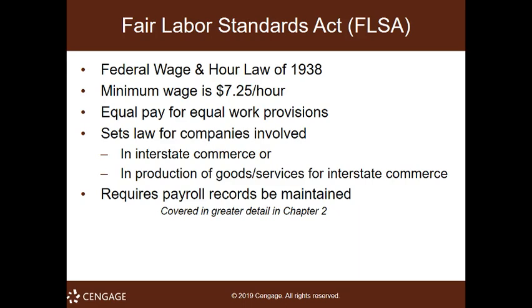So when we went to print, the federal minimum wage was $7.25 an hour. This is the result of the Federal Wage and Hour Law of 1938 as part of the Fair Labor Standards Act. It calls for equal pay for equal work provisions, which is one of the biggest things we have seen. It addresses the employment of child labor, public service contracts, and even wage garnishment. It sets the laws for a variety of companies that are involved in interstate commerce. This means when they cross state lines, or in the production of goods or services for interstate commerce.